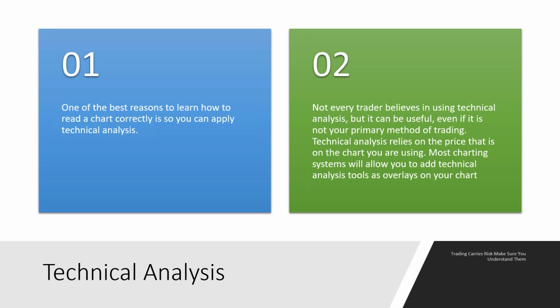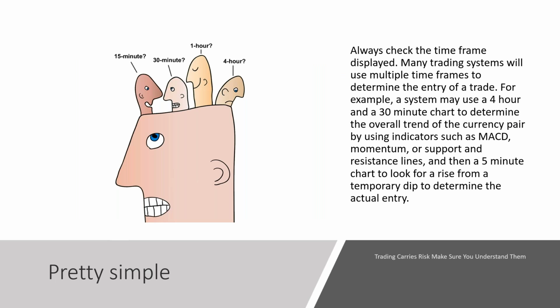One of the best reasons to learn how to read a chart correctly is so that you can apply technical analysis. Not every trader believes in using technical analysis, but it can be useful even if it's not your primary trading method. Technical analysis relies on the price that is on the chart you are using. Most charting systems will allow you to add technical indicator tools to overlay your charts.